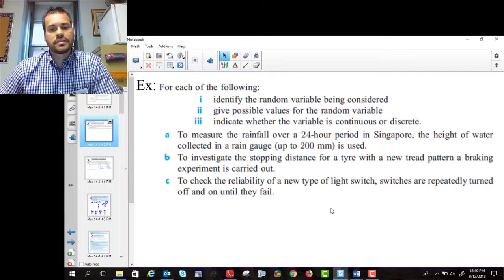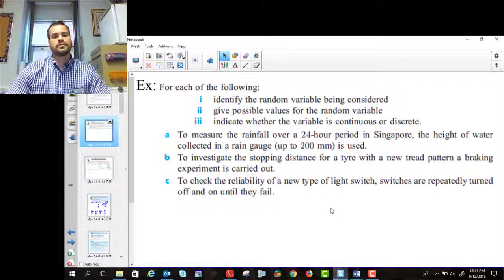All right, stopping distance of a tire with a new tread pad. You may be wondering why it's spelled T-Y-R-E. This is a book that was put out from Australia, and that's how they spell it. So the stopping distance, again, is going to be a continuous random variable because you could have a variety of stopping distances, and you can pick whatever values you want. The smallest is 0, but you could have a whole range of different lengths of stopping distances.